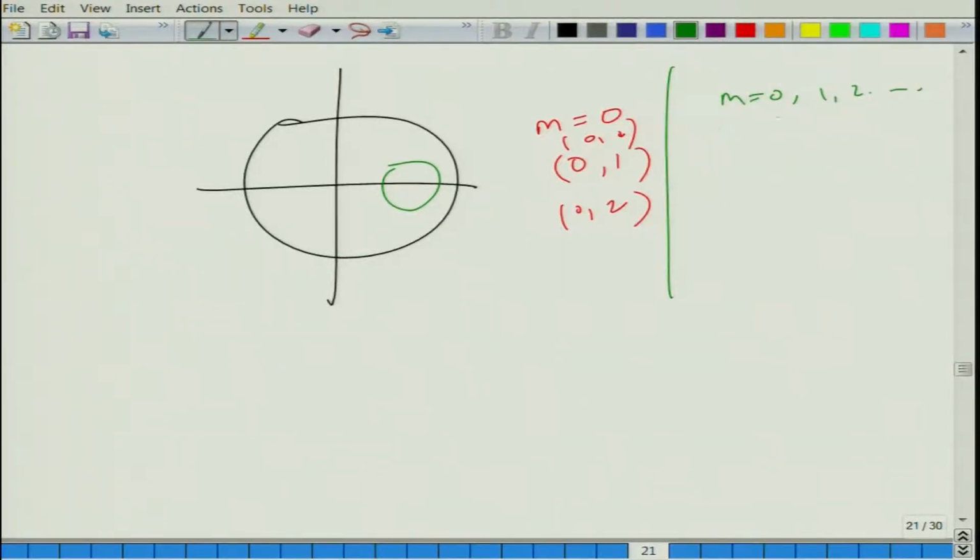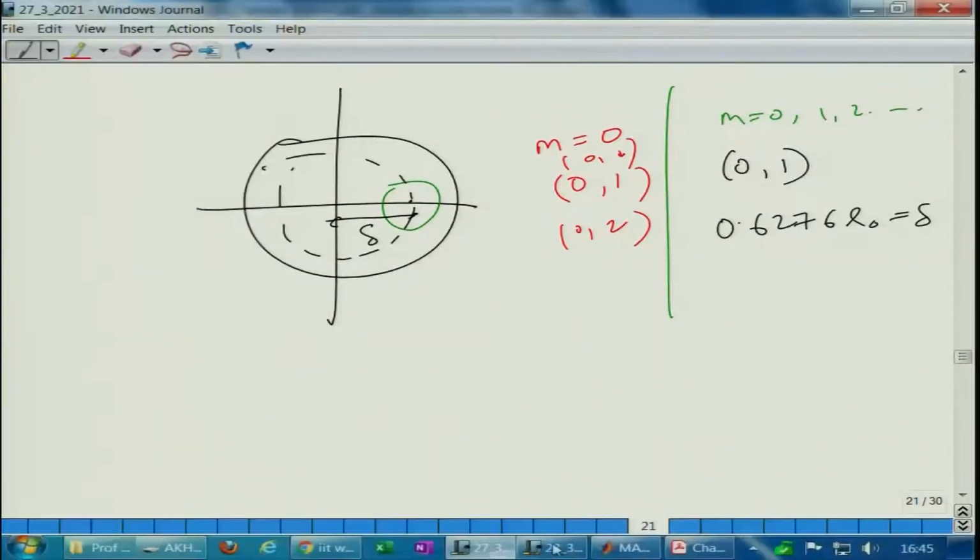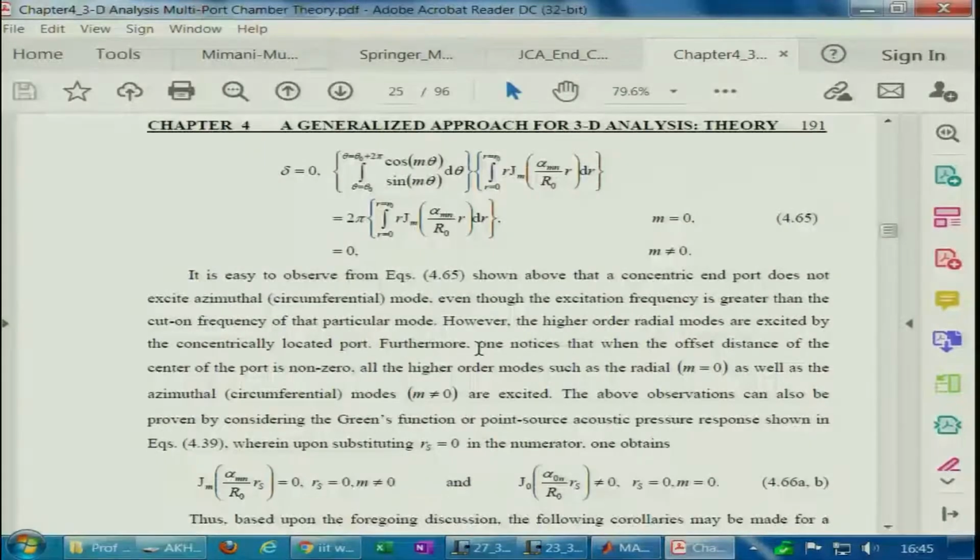and based on the offset location of this port, delta, you can actually suppress the propagation of the 0 1 mode if it is located at exactly 0.6276 times R naught. If delta is equal to this, then the 0 1 radial mode will not propagate, because a nodal circle is there, and if you center it, the integral will evaluate to 0. Like this, there are a lot of interesting observations that have come out.